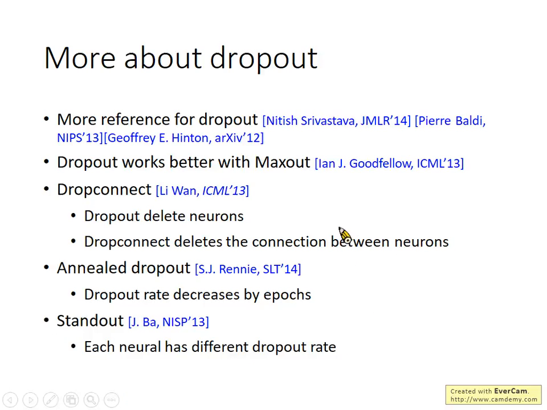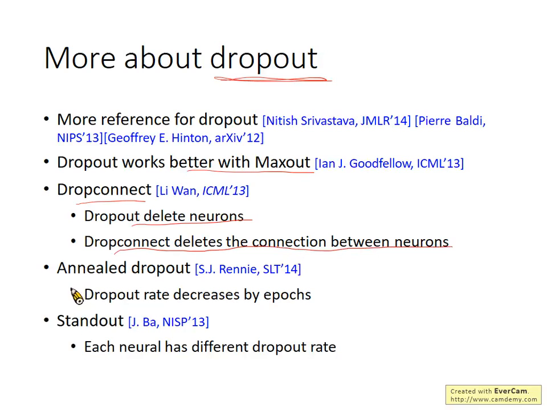So the previous slide showed the idea. We can view dropout as an ensemble approach, and there are also many other variants of dropout to reduce the overfitting problem, like DropConnect. Dropout deletes neurons, but DropConnect deletes the connections between neurons.